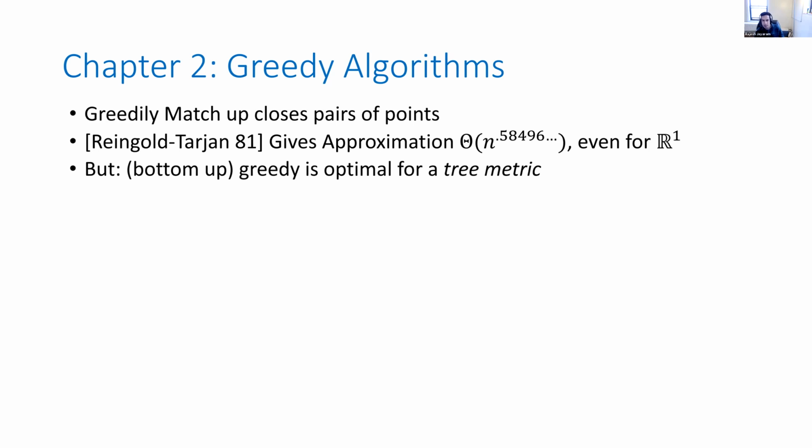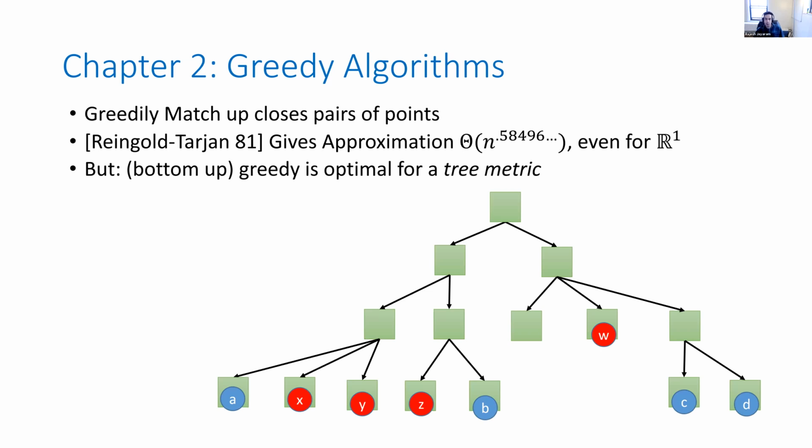And so what do I mean by that? Well, I think the best way to see it is a picture. So suppose we have some tree, and we have our blue points in one set and our red points in the other set, and we want to find a matching between the blue points and the red points, where the cost of this matching, the underlying metric, is the shortest path metric in this tree here.